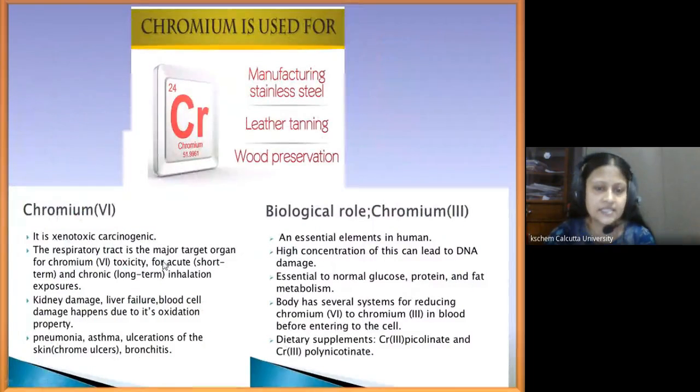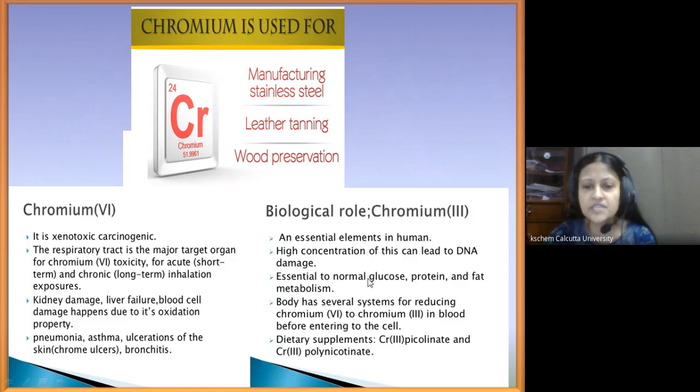Now, chromium 6. Why do we need its reduction? Because chromium 6 is a xenotoxic carcinogen. The respiratory tract is the major target organ for chromium 6 toxicity for acute and chronic inhalation exposure. Kidney damage, liver failure, blood cell damage happen due to its oxidation.